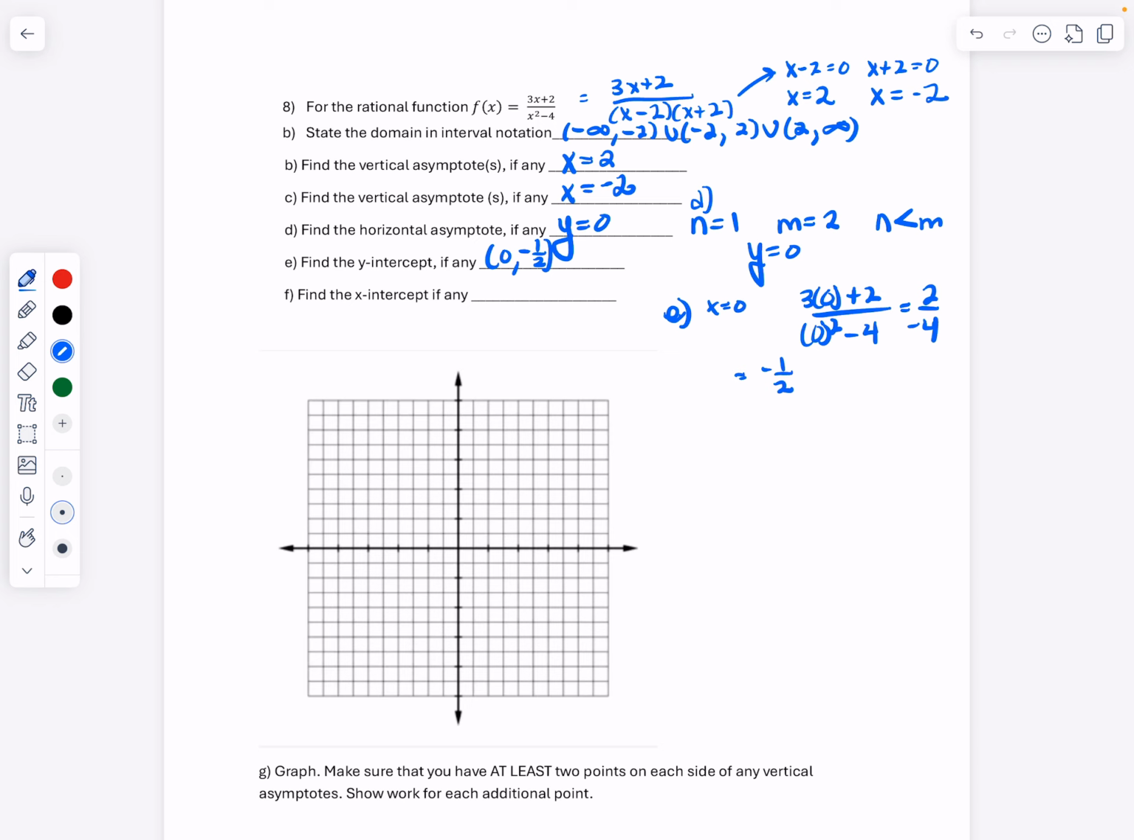And then the x-intercepts. So I have to set f of x equal to 0. So 0 equals 3x plus 2 over x squared minus 4. X squared minus 4 times 0 is going to 0 out, and it equals 3x plus 2. So 0 equals 3x plus 2, subtract 2, and x equals negative 2/3.